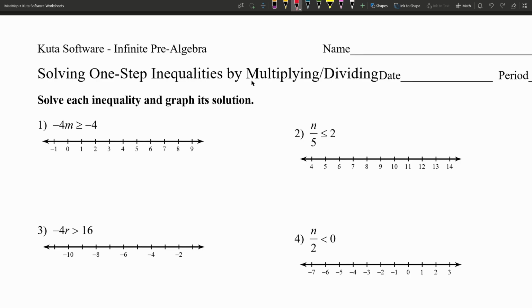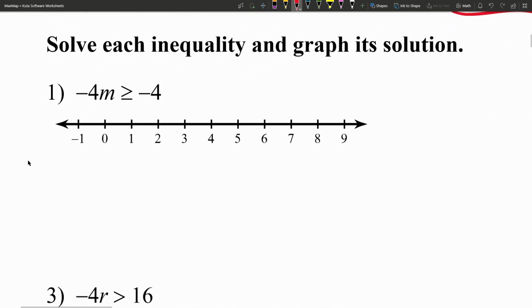If we ever multiply or divide by a -1 or any negative number for that fact, we need to remember to switch the inequality sign. So number 1 is a perfect example that we'll dive into, and I'll re-explain that concept in number 1. So we have -4m is greater than or equal to -4. Just rewriting this directly down here.